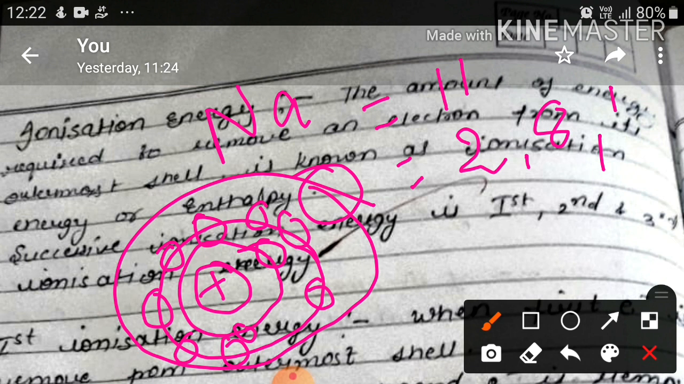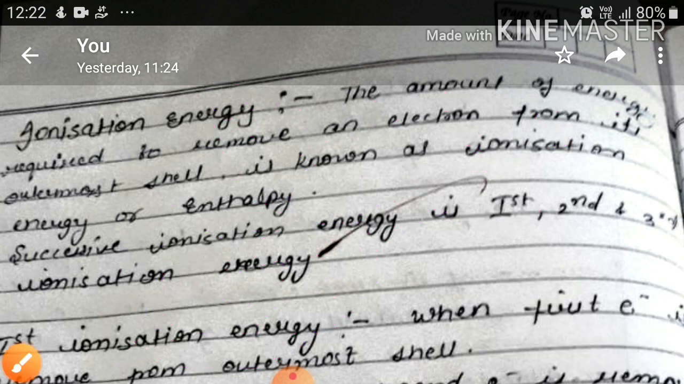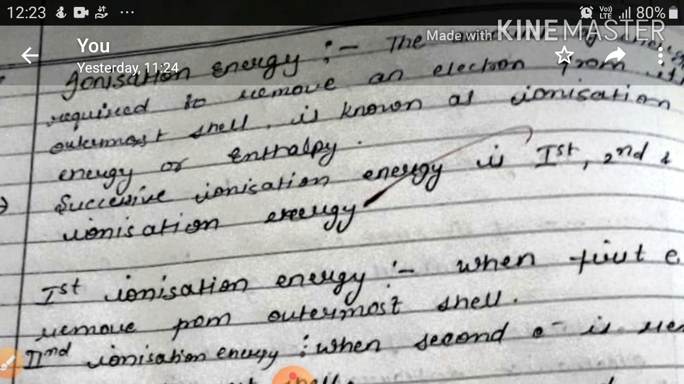Now here ionization energy is that amount of energy which is required to remove an electron from the outermost shell. Means when we remove this electron from the outermost shell, the energy is known as ionization energy. Successive ionization energy is first, second, third ionization energy. Now what is first ionization energy?